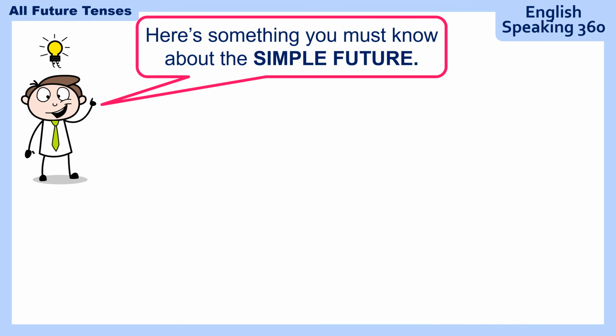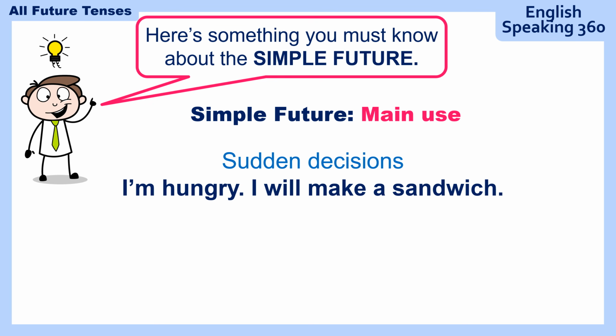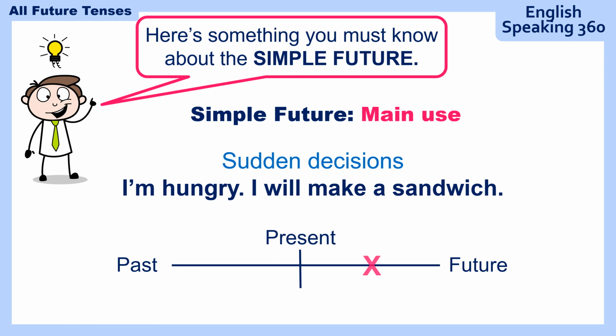Here's something you must know about the simple future. The main use for the simple future is for sudden decisions. For example, oh, I'm hungry. I will make a sandwich. You see, the person has just decided to make a sandwich. If we look at the diagram, I'm hungry in the present, but I will make a sandwich in a few minutes in the future.